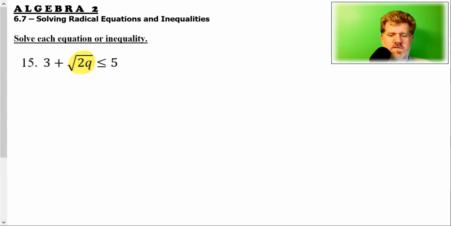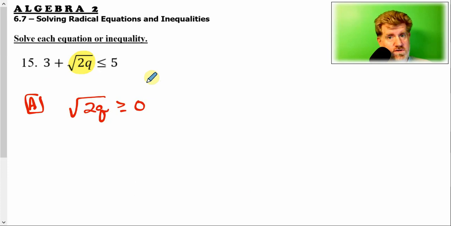This must be greater than 0, or equal to. Remember, it can always be equal to. The square root of 0 is 0. I'm going to square both sides.